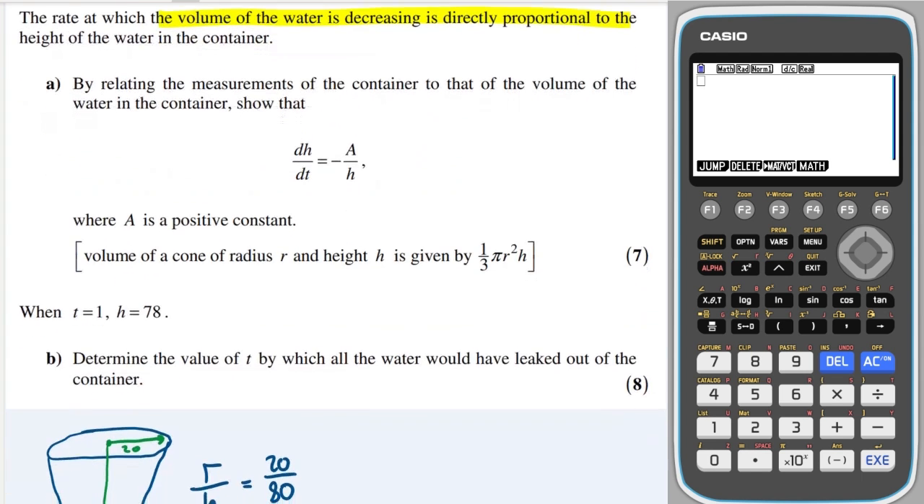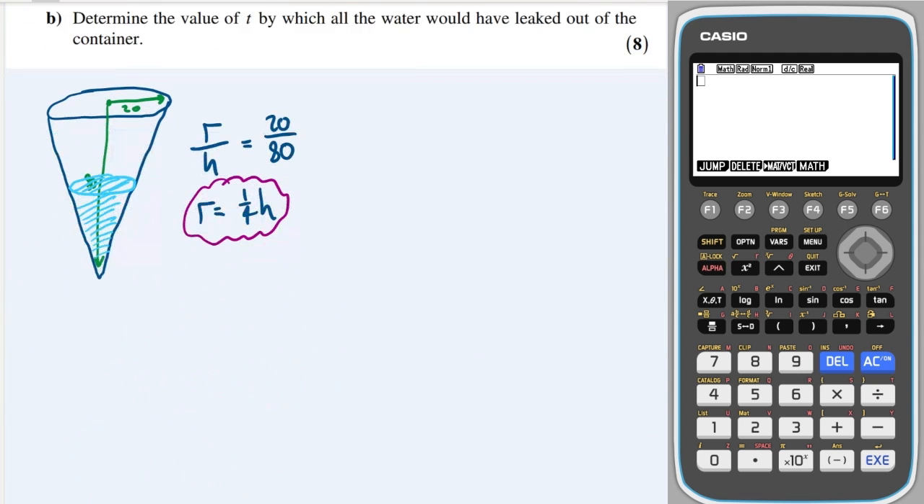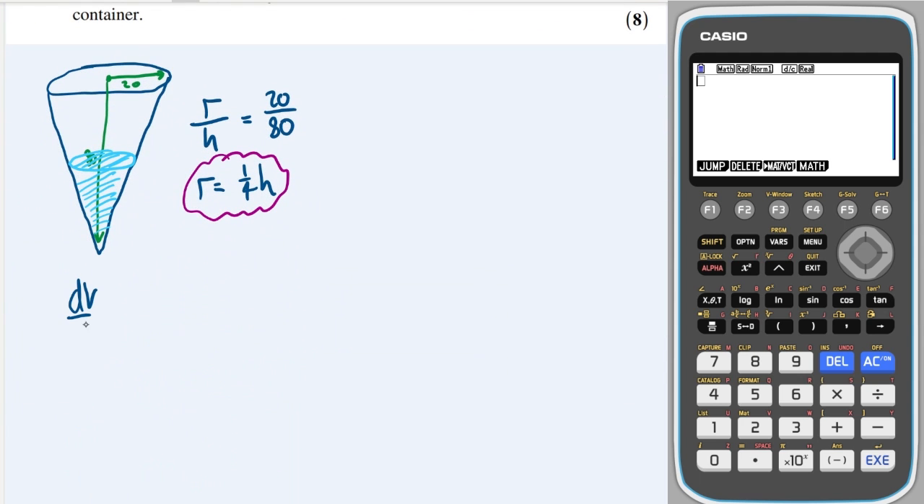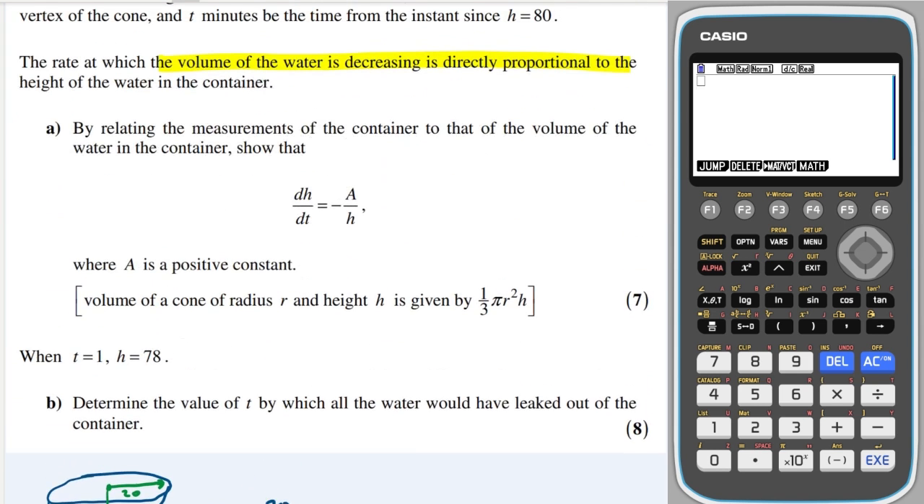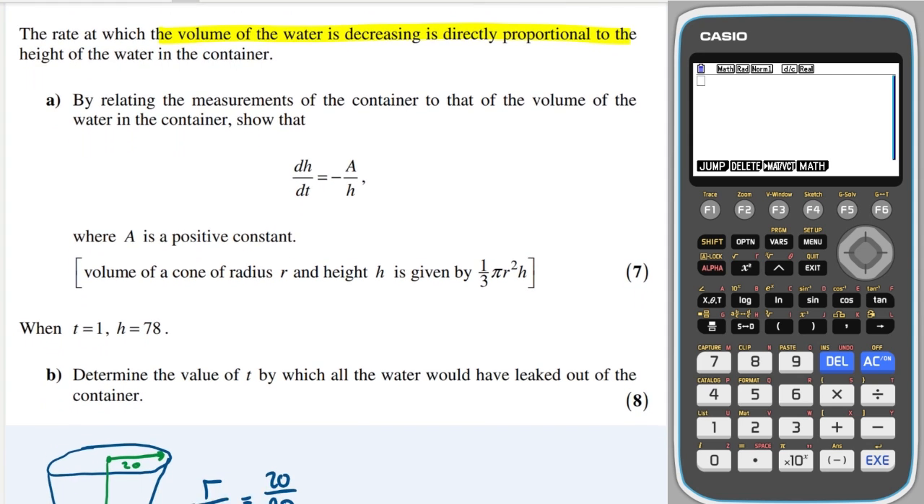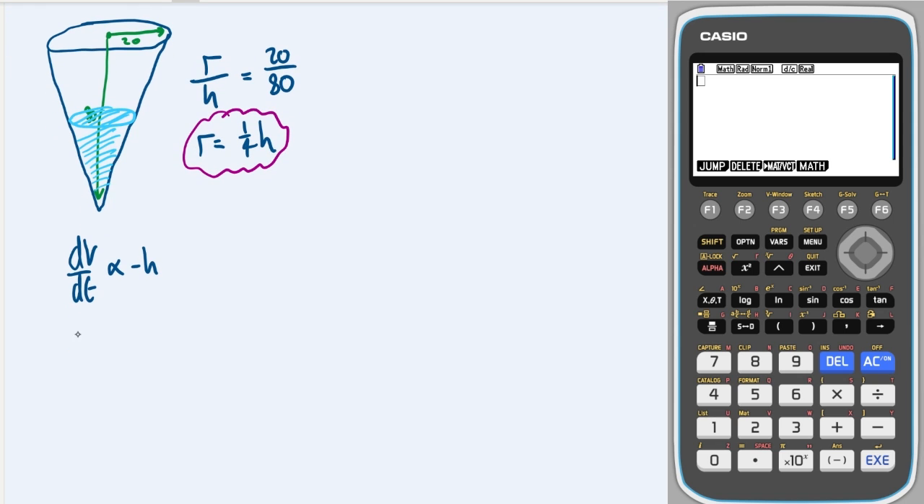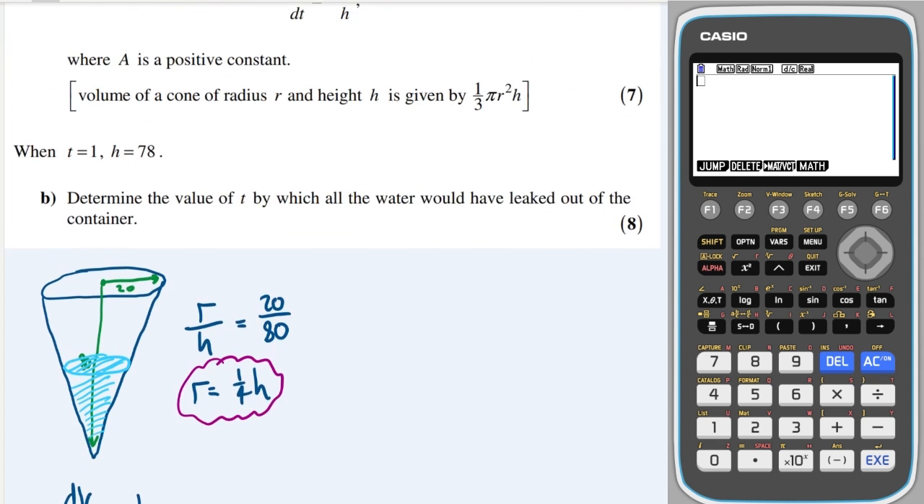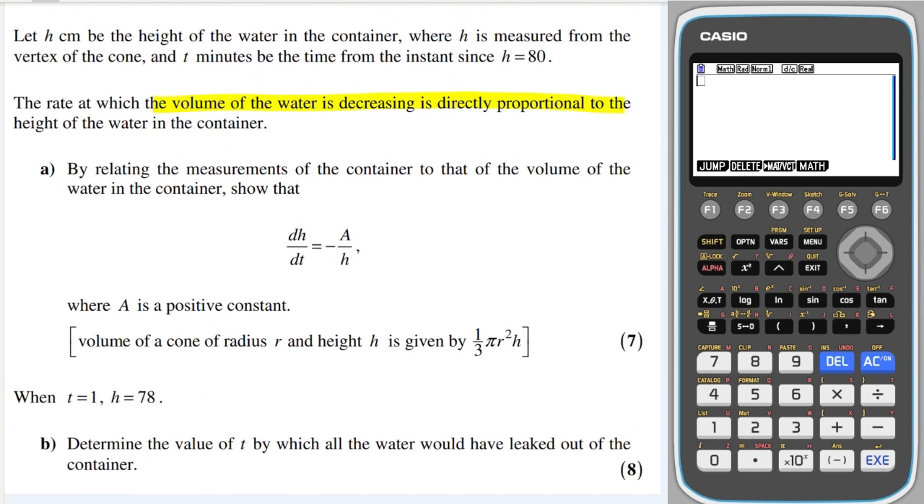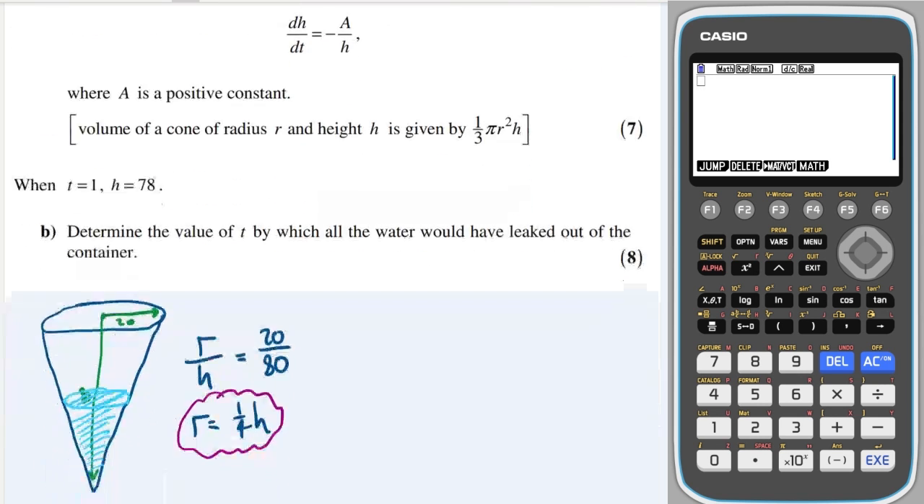So the rate of the volume, so that is dV by dt, and that is proportional to the height, and it's decreasing, so it's proportional to minus h. So we can say that dV by dt is equal to minus kh. By relating the measurements of the container to that of the volume of the water, show that dH by dt. Okay, so we need dH by dt.